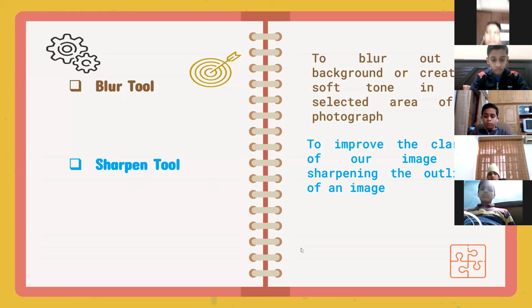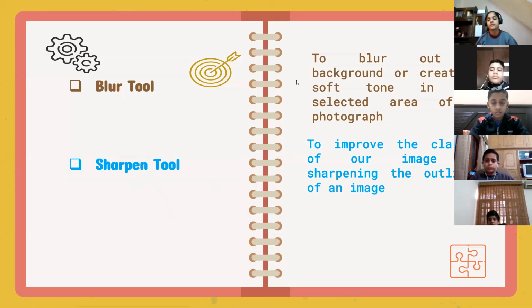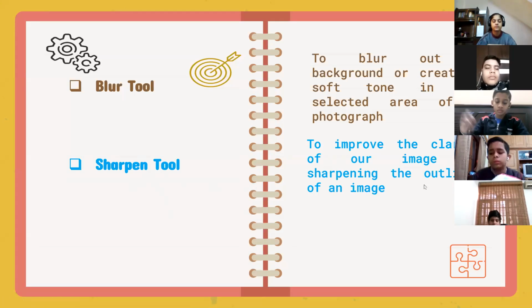Similarly, sharpen tool. It is the opposite of blur tool. Blur tool blurs the image and gives a soft tone to the image, but sharpen tool will give more clarity to the image. It will sharpen the edges in the image, the outlines of the image. It will sharpen the outlines and improve the clarity of the image.